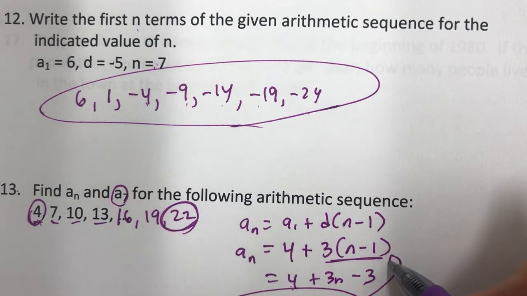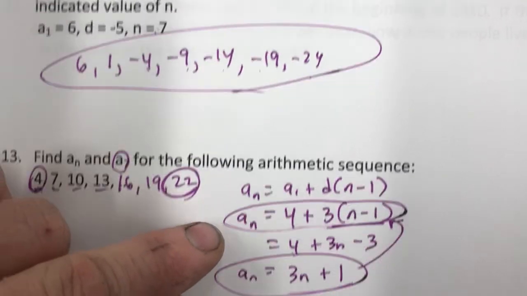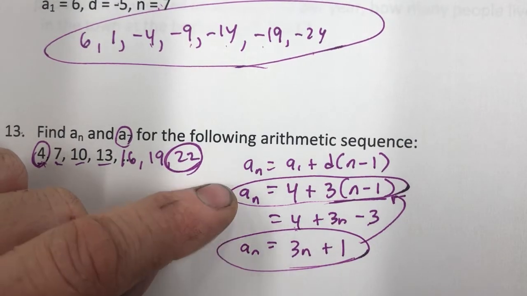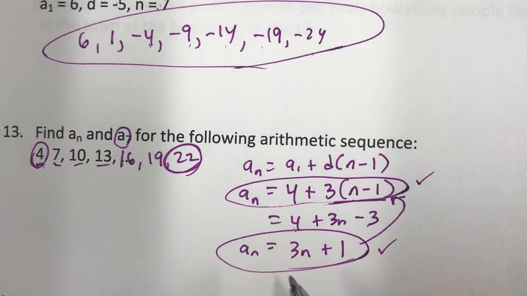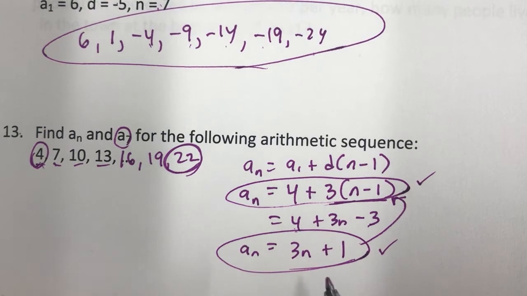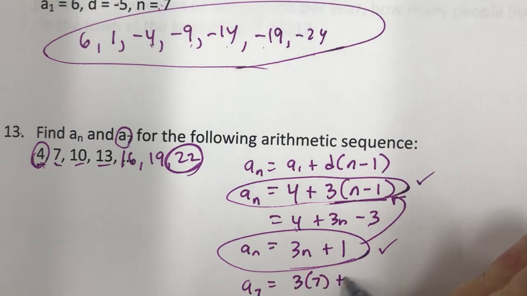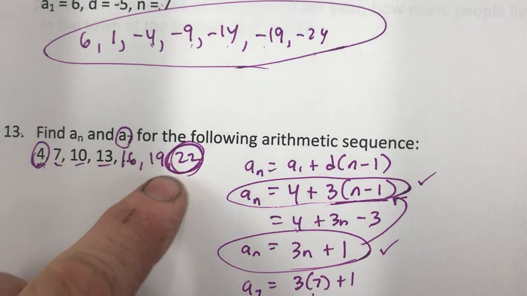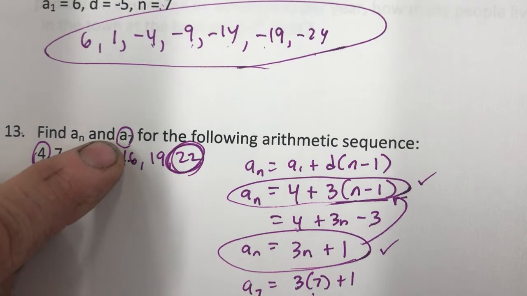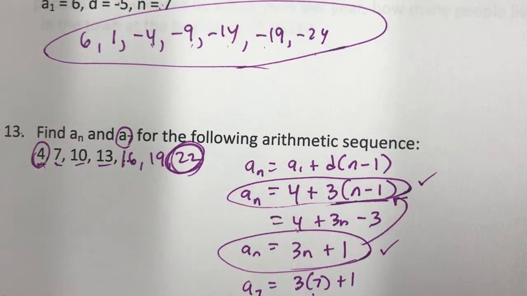Now I'm not sure if it might have it on there like this, but this is your answer right here, and here it is simplified. I don't know which way it wants. I can't remember. Anyway, here's your formula. Now, if I want a sub 7, I just put 7 in for n. 3 times 7 is 21, plus 1 is 22. So see, there it is, 22. It's easier finding it this way for this problem. But if it wanted the 50th term instead of the 7th, then this would be the best way to go here.